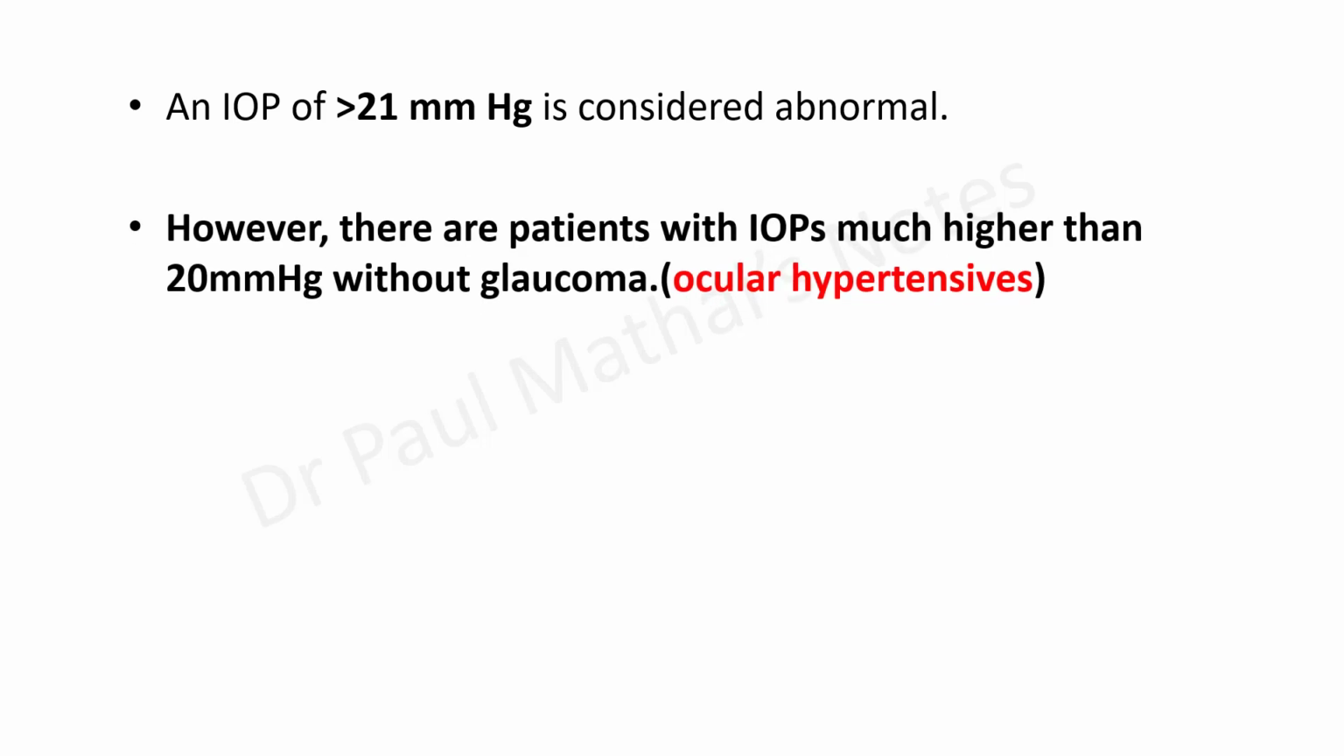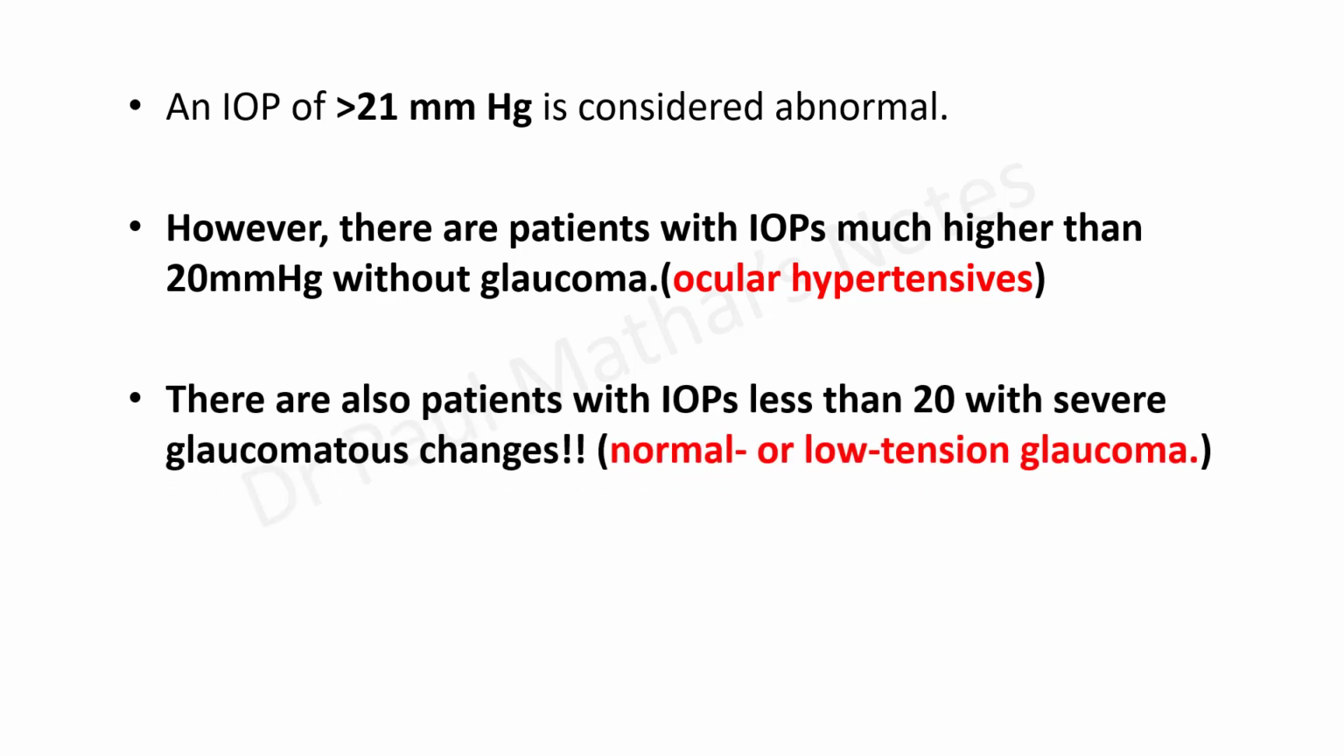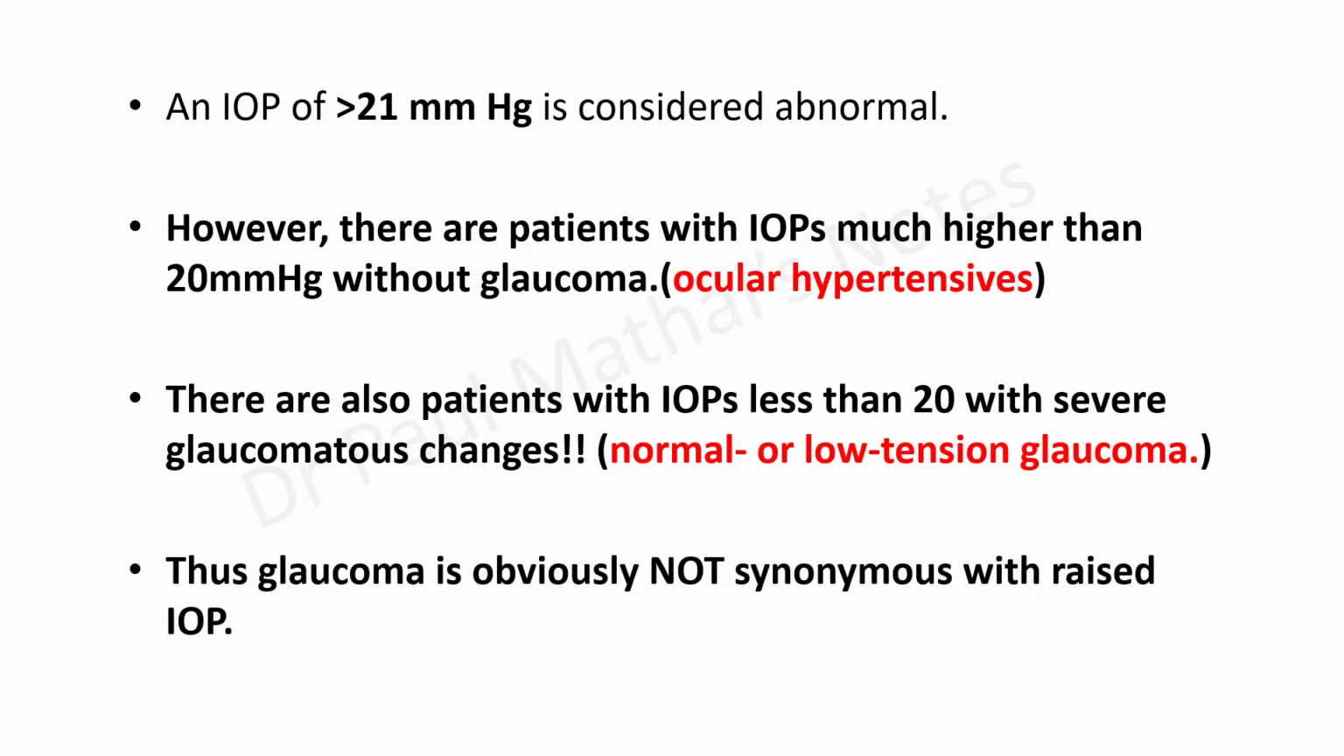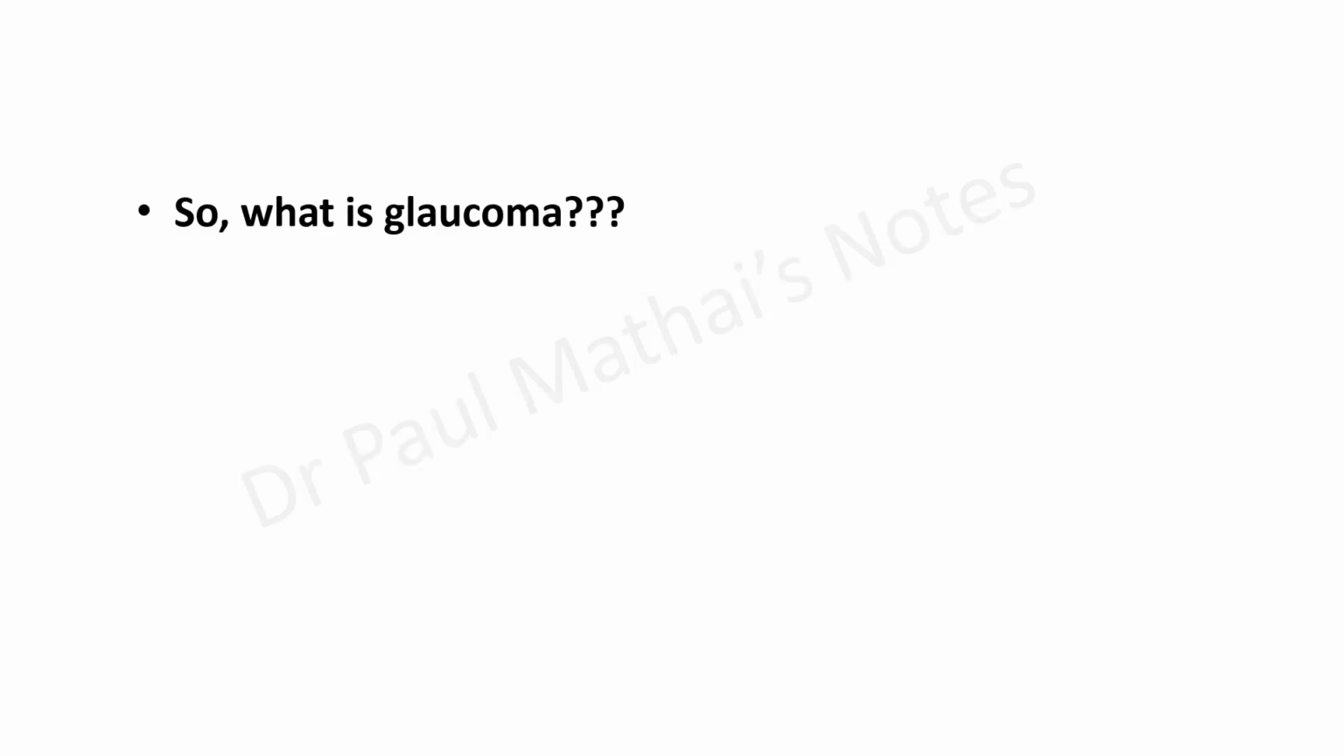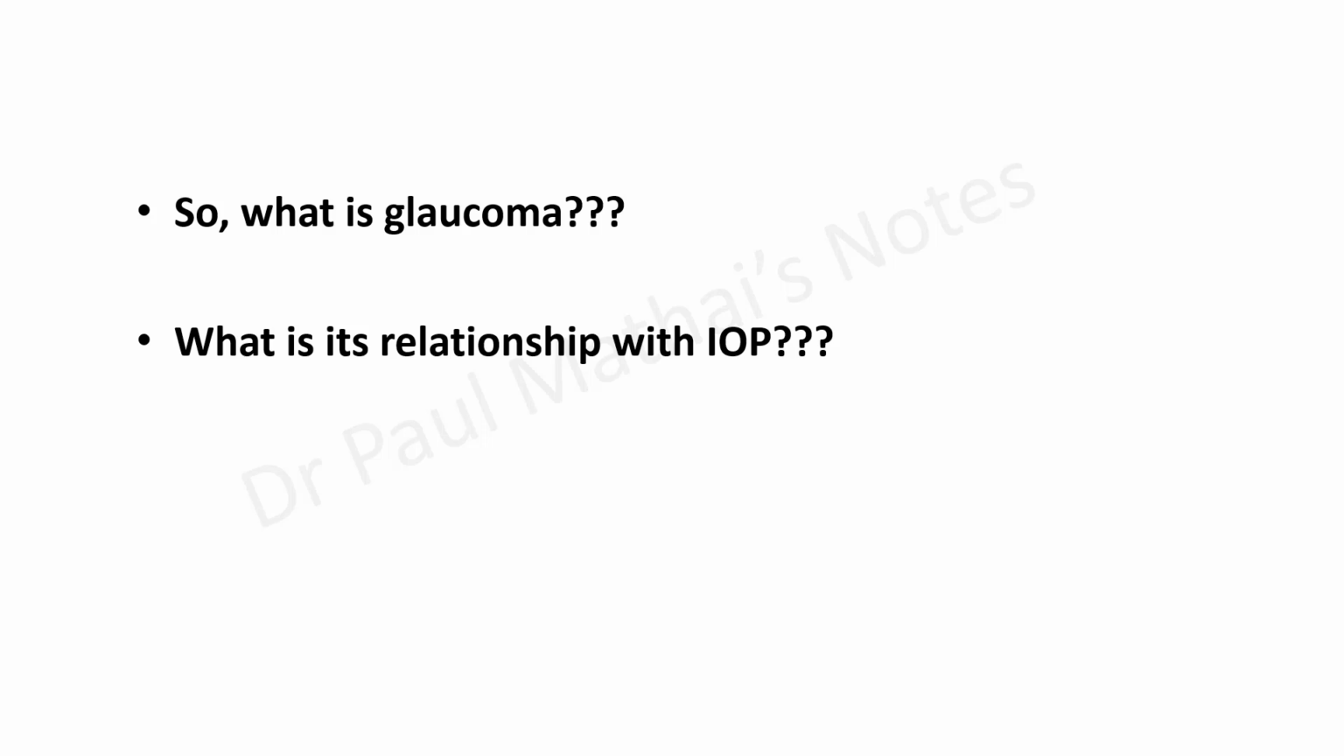However, there are patients with intraocular pressures much higher than 20 millimeters of mercury without glaucoma, and we call them ocular hypertensives. There are also patients with intraocular pressures less than 20 with severe glaucomatous changes, the so-called normal or low tension glaucoma. Thus, the point to be made is glaucoma is obviously not synonymous with raised intraocular pressure. So what is it? And what is its relationship with intraocular pressure?